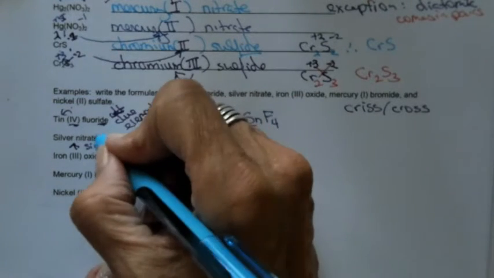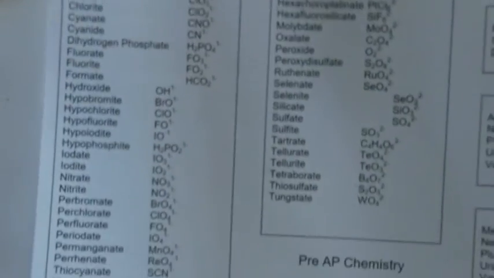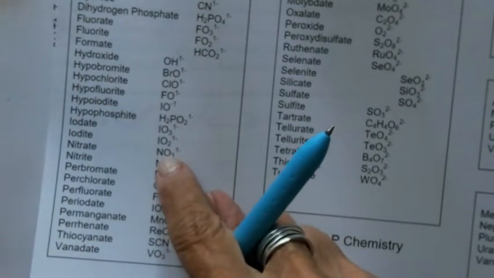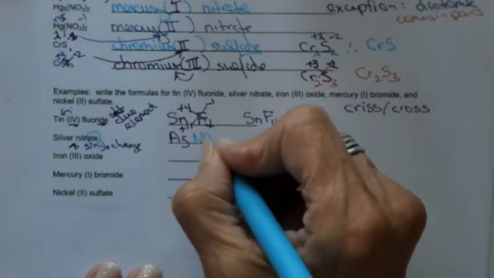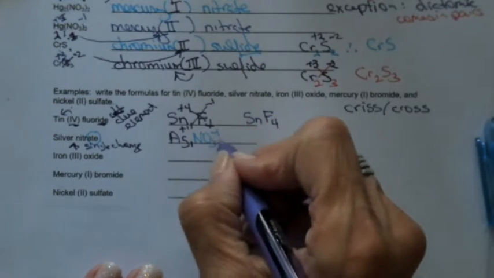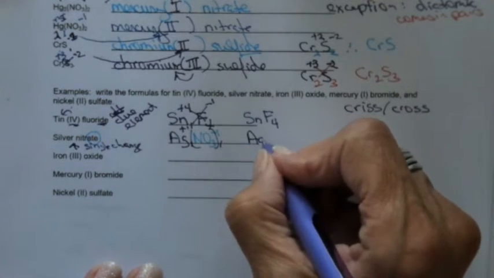+1. Nitrate, this ending, ATE, tells me it's a polyatomic, which I can look up and find. There it is, NO3 -1. Crisscross, the ones come down. Because they're ones, I do not need to show them. I do not need parentheses, so my final answer is AgNO3.